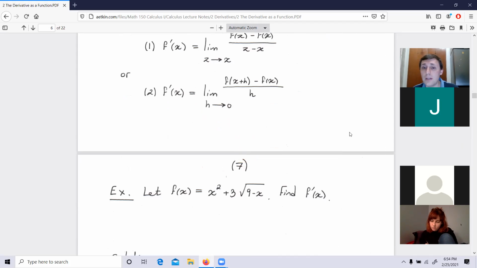Let's see if you can find f prime of x for this function. 5 minutes, guys. x squared plus 3 root 9 minus x. Find me, please, the derivative of that function in terms of x.